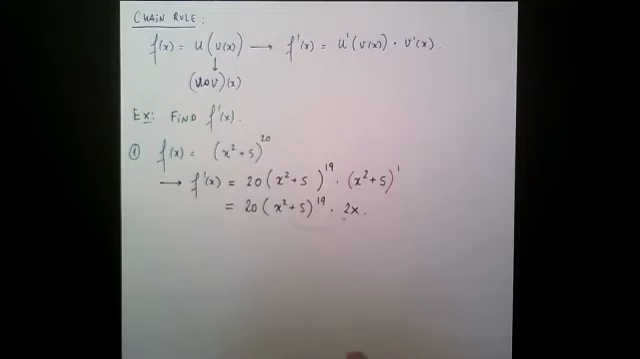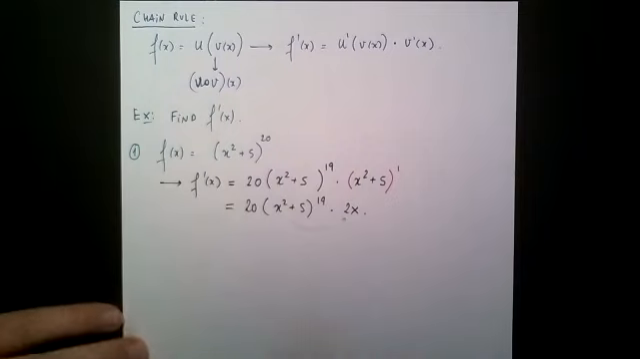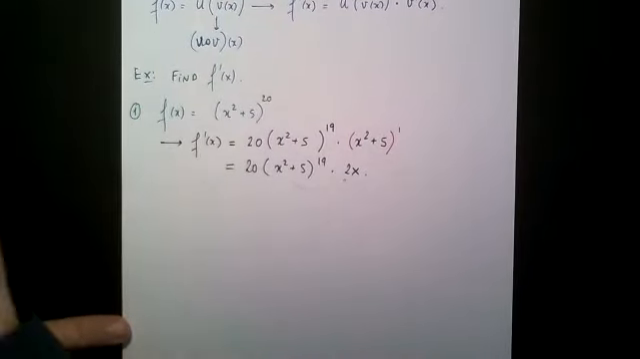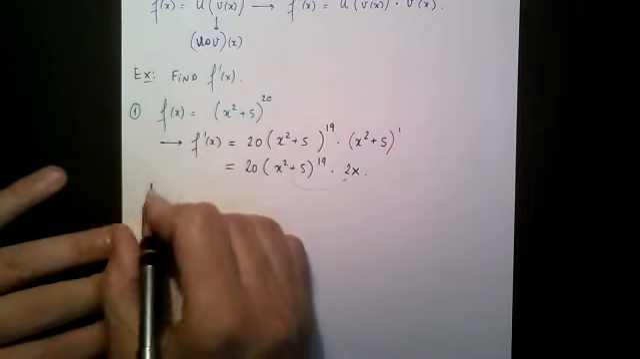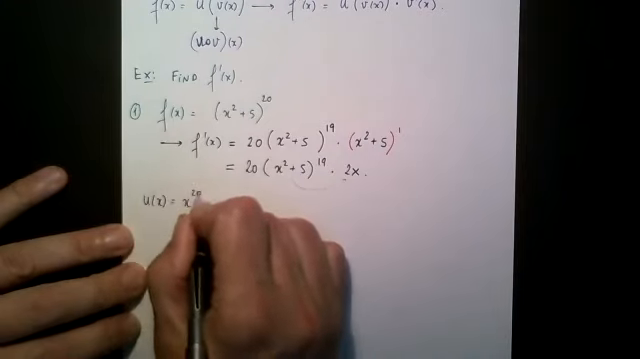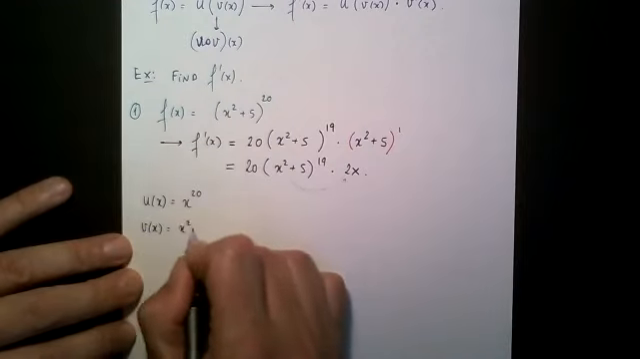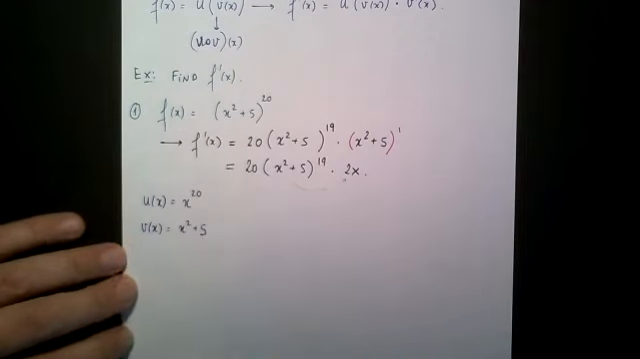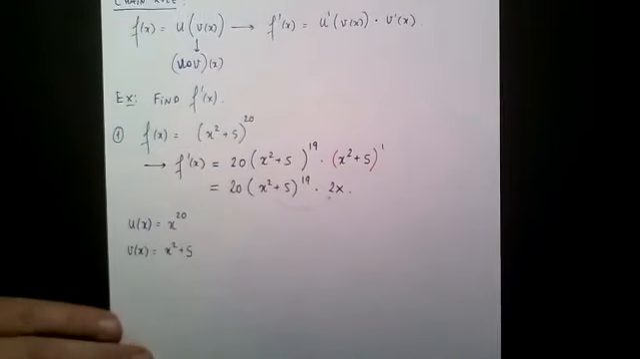Sir, can you explain the first step again? Explain what, the first step? Yes, please. Sure. Let me try it another way. Let me go back here. So let's say here in my case, u of x is x to the power of 20, and then v of x is equal to x squared plus 5. Let's write it like this to go exactly the way the rule is written.